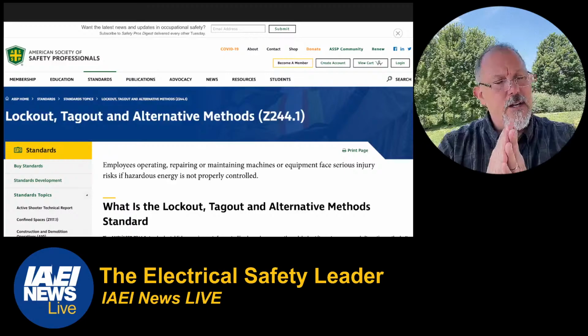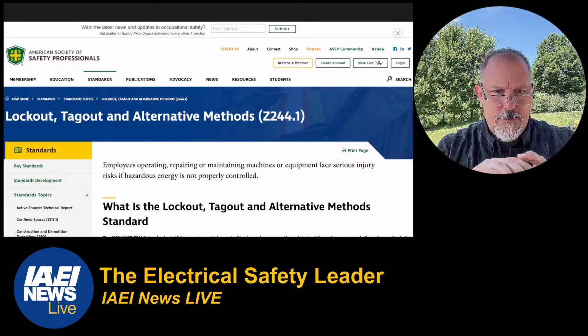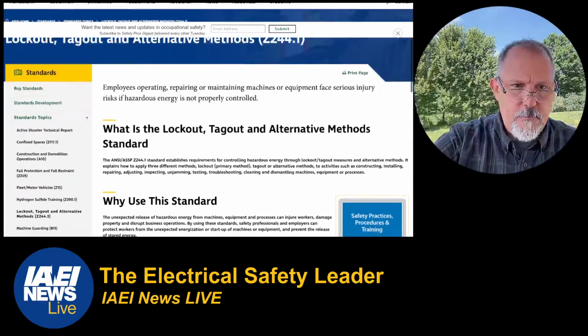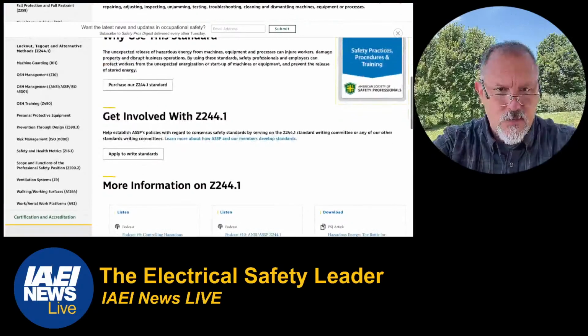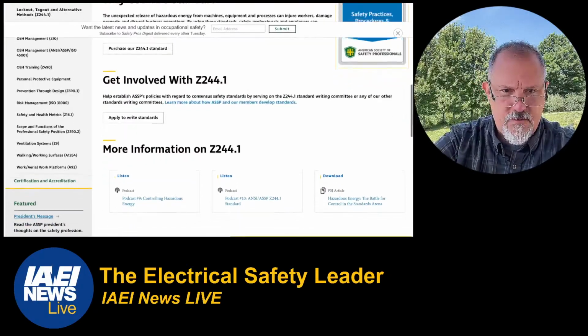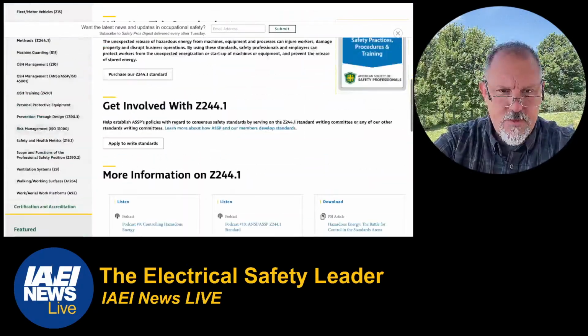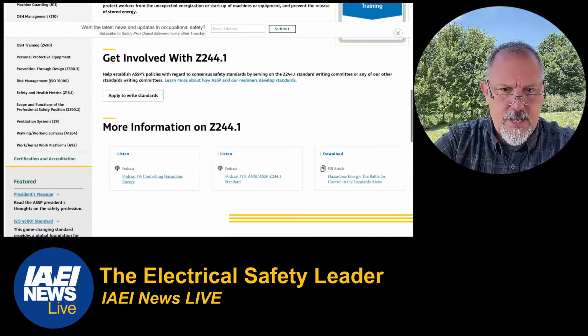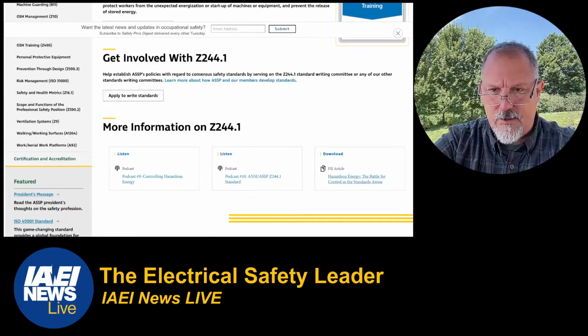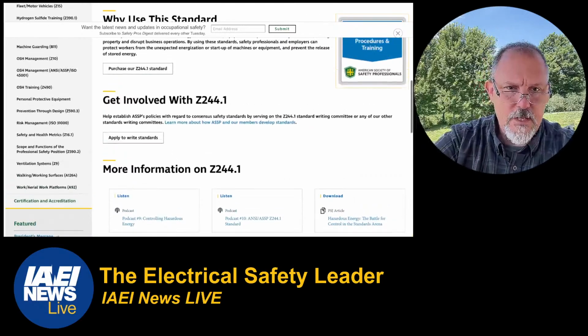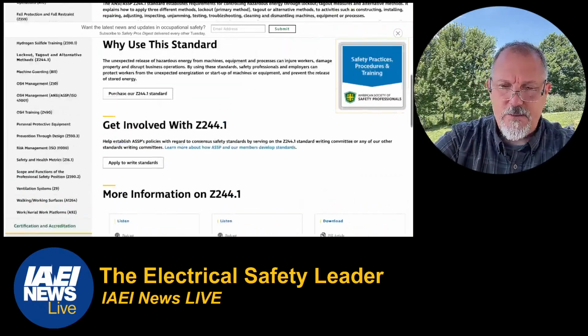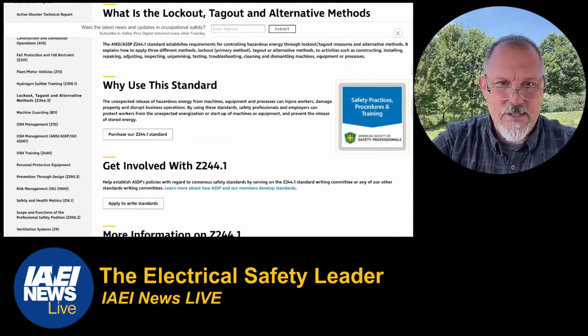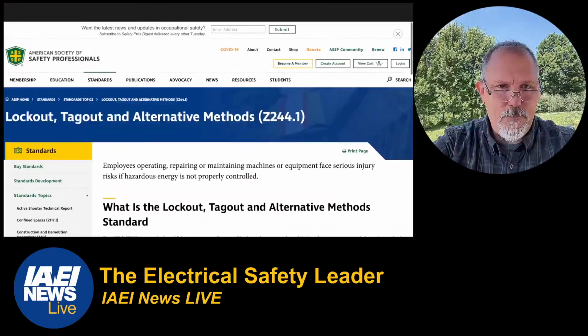You can just search for Z244.1, search for the document. You can also purchase it here. I don't know how much it is. I did purchase a copy for myself. There's a podcast, there's listening, there's download, hazardous energy, the battle for control in the standards arena. You can apply to be a part of the standards writing process, or if it's a Canadian process.